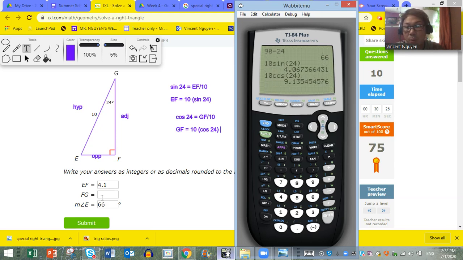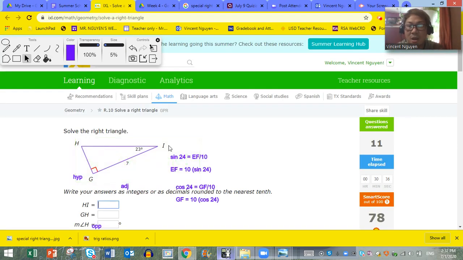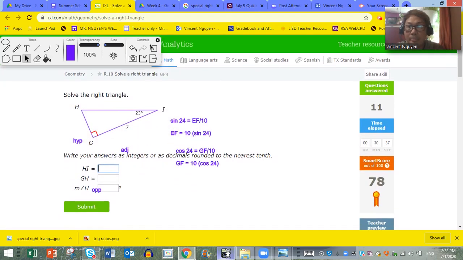So it's 9.1. I'm going to go back and type in 9.1, and I'm crossing my fingers that it takes my answer as correct. Yay! All right.